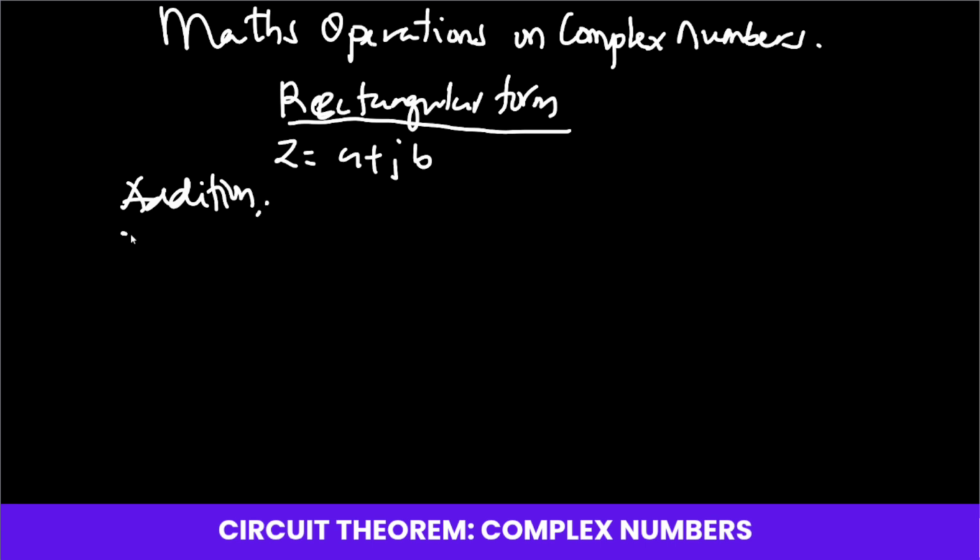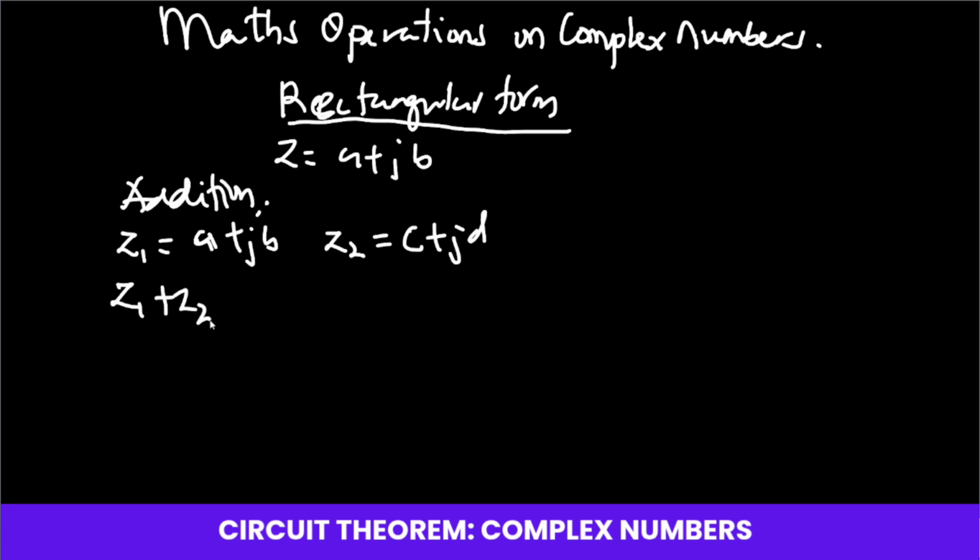When I have a complex number z1, which is equal to a plus jb, and another complex number z2 equals c plus jd, now find the sum of z1 and z2. Our solution is the real parts will add, that's a plus c, plus j of the sum of the imaginary parts, that's b plus d.